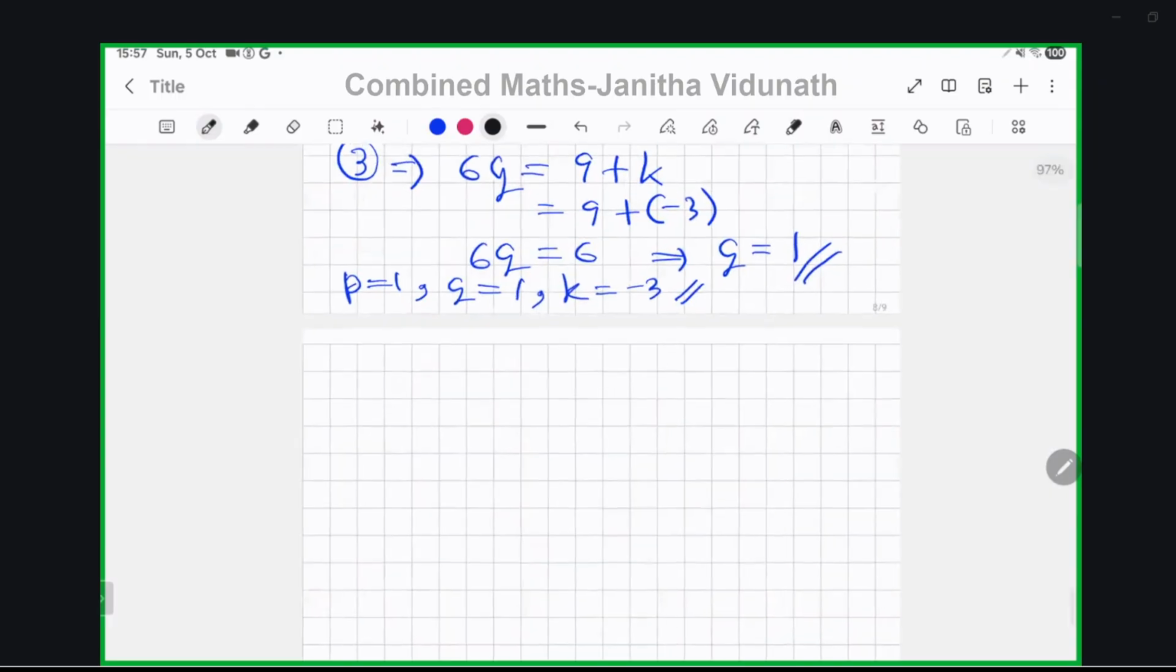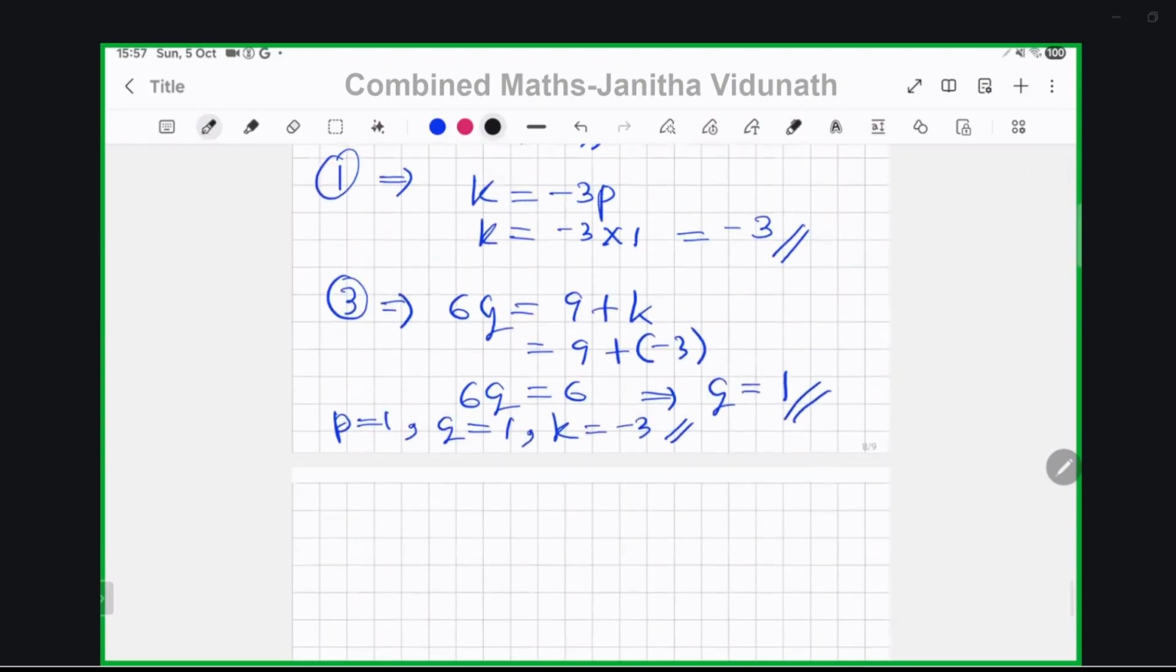Write down the next topic. Long division for polynomials. This is our new topic. Long division for polynomials. Now we are going to learn how to use long division for polynomials. Let's write down this topic.